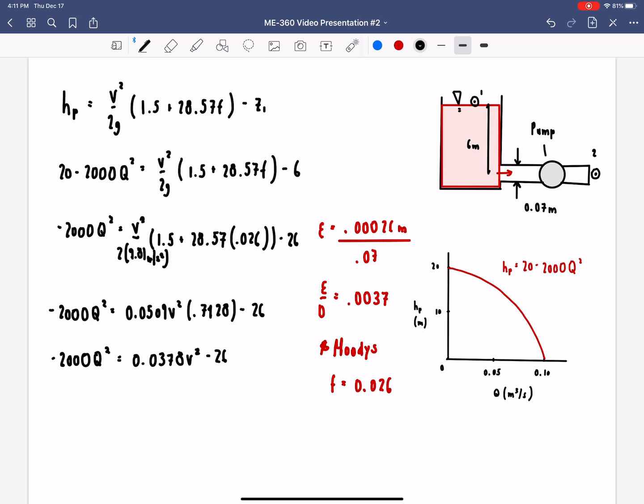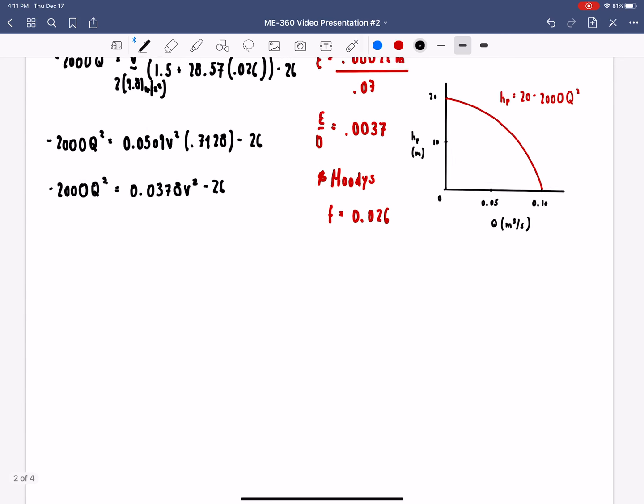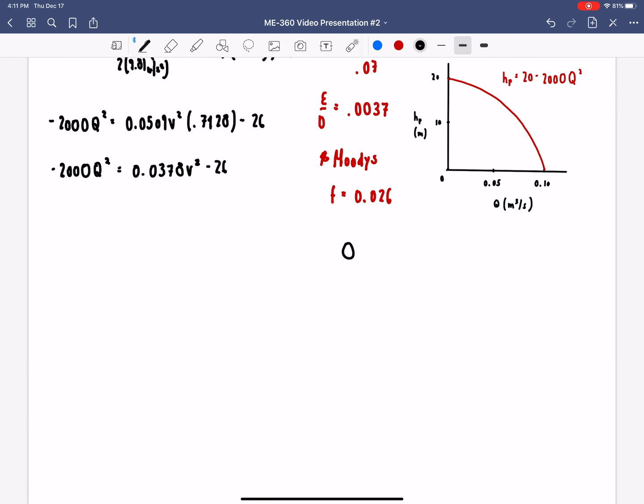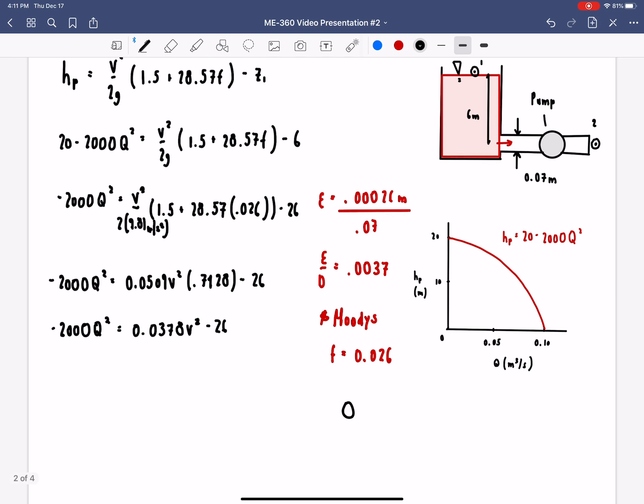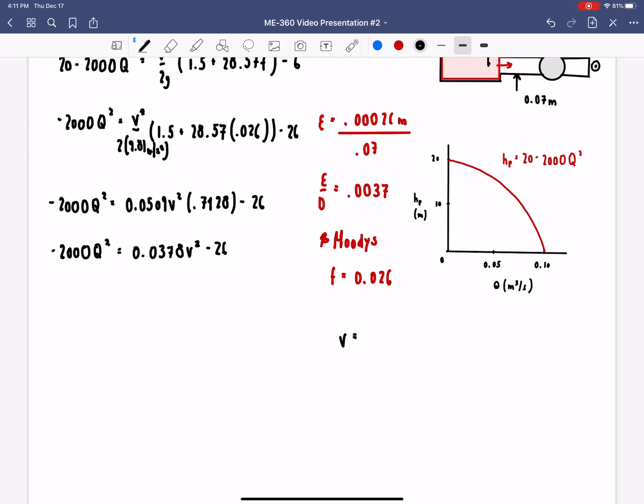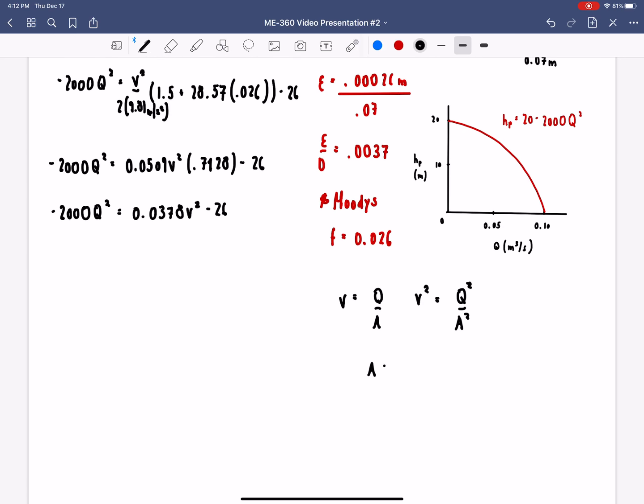And we have this relationship between our velocity and volumetric flow rate. So we know velocity is equal to Q over A. But in this case, we have V squared. So we can say V squared would be equal to Q squared over A squared, and we can calculate the area, coming out to 0.0038 meters squared.